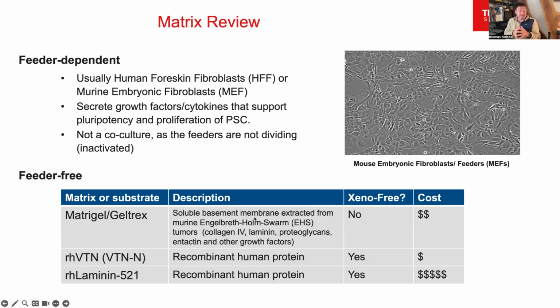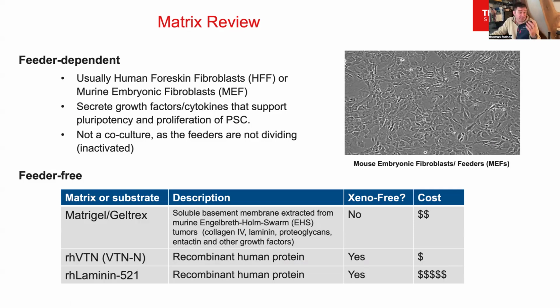Selecting the appropriate matrix is really, really important. It will do you wonders if you pick the right matrix for your particular experiment. There's obviously a lot of choices. As I said, I've put some of these down in a table here at the bottom, like Geltrex, for instance. Geltrex is a soluble form of basement membrane extracted from murine tumors. We use Geltrex mostly for routine culture. It works really, really well.